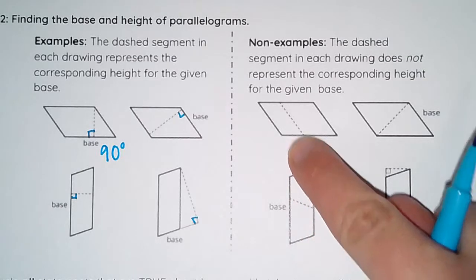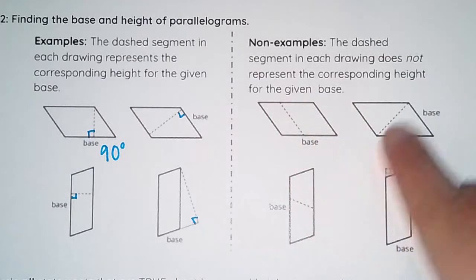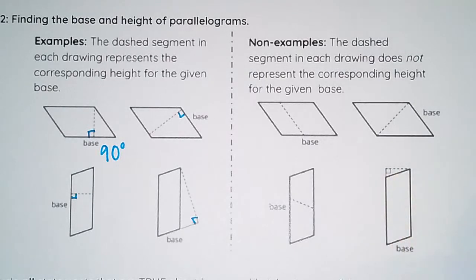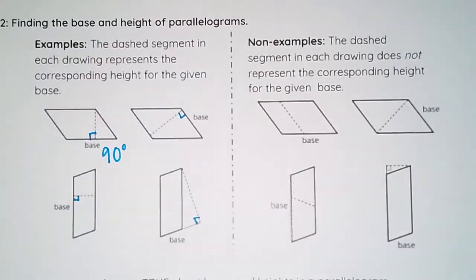Here, that's not 90 degrees. That's not 90 degrees. That's not 90 degrees. That is... but we'll keep going. It's still a non-example. So our base has to meet our height at 90 degrees. So not any angle. That is false. It must be a 90 degree.